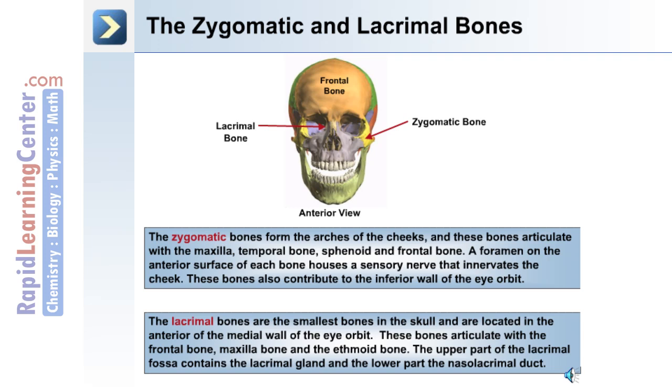The lacrimal bone is also identified on this anterior view. These bones are the smallest bones in the skull and are located in the anterior of the medial wall of the eye orbit. The lacrimal bones articulate with the frontal bone, maxilla bone, and the ethmoid bone. The upper part of the lacrimal fossa contains the lacrimal gland, and the lower part the nasolacrimal duct.